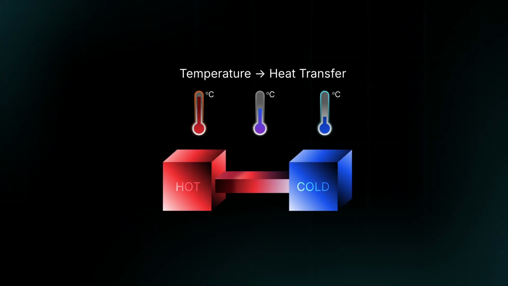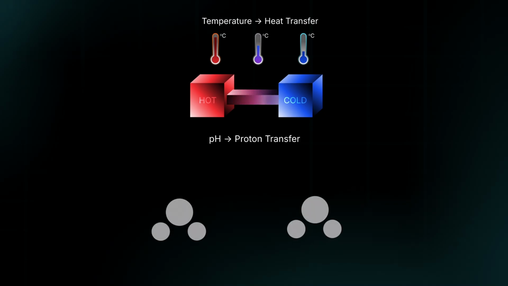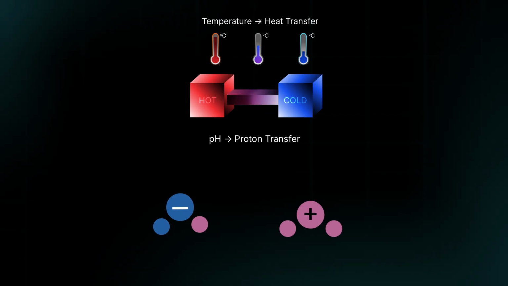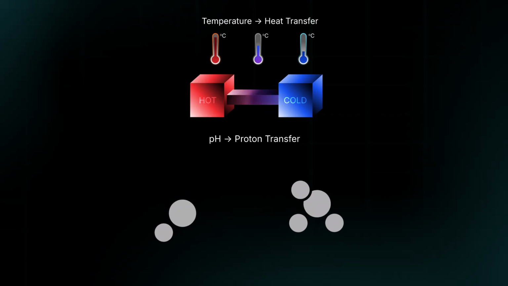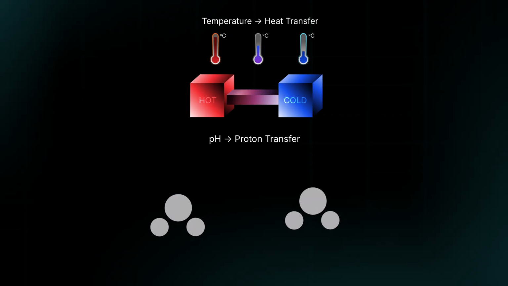Temperature is all about the transfer of kinetic energy. pH, on the other hand, is about the transfer of protons. We know that adding kinetic energy makes molecules move around more. But what about protons? What do these protons actually do? For many molecules, the answer is nothing. They don't interact with protons at all.